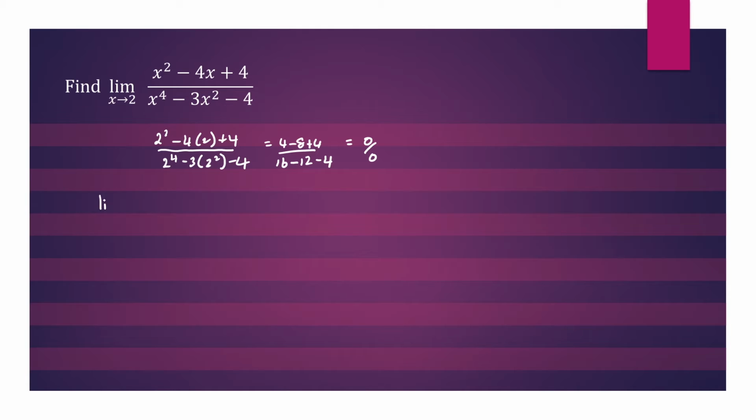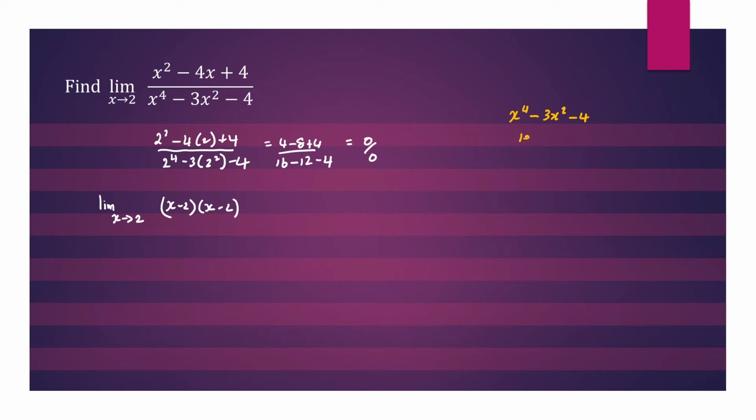So we have the limit as x approaches 2 of x squared minus 4x plus 4, which can be factorized to (x minus 2) times (x minus 2). And we'll factorize the denominator on the right side. So we have x to the power 4 minus 3x squared minus 4.